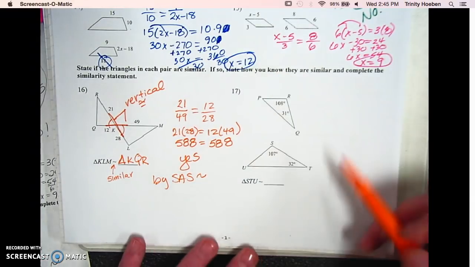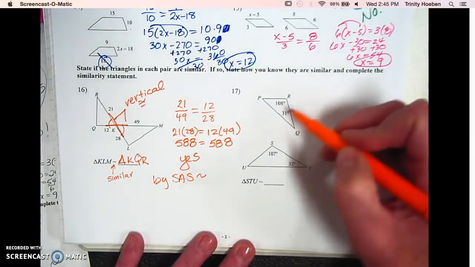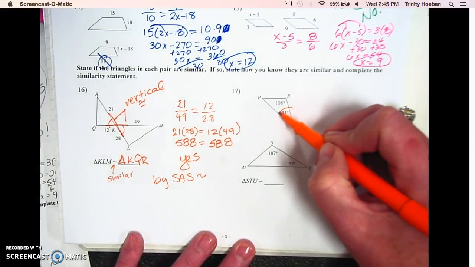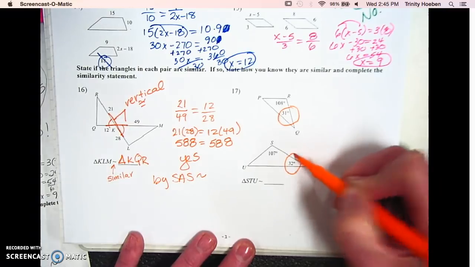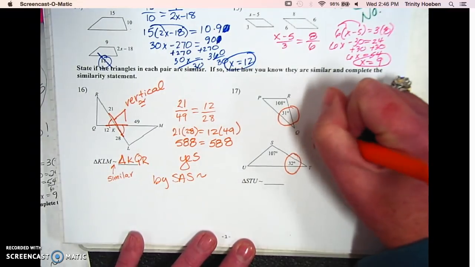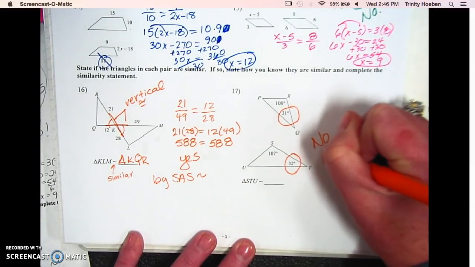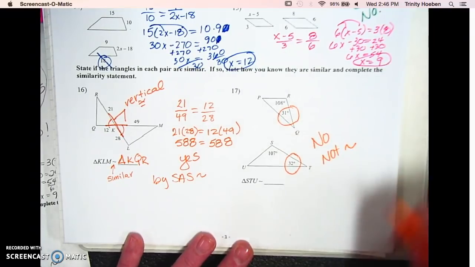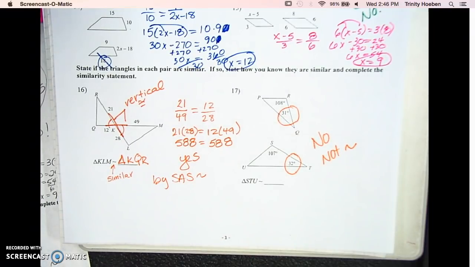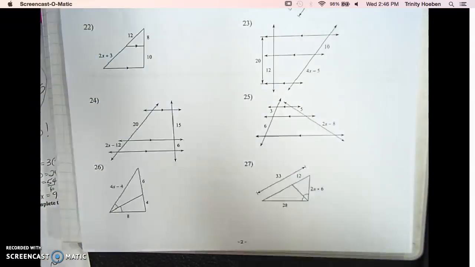All right, when you jump over to number 17, right away, you're going to notice that this angle is 31 degrees and this angle is 32 degrees. So no, they are not similar. Pretty easy to tell, and you can stop the problem there. Turn the page over to number 18.